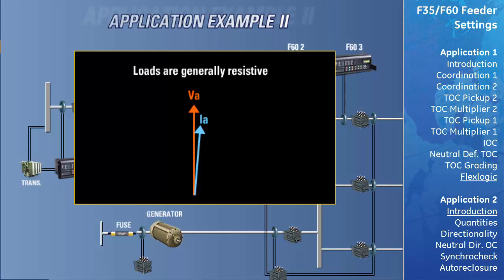Loads are generally resistive, and so the current stays close to being in phase with the voltage and has a power factor close to unity. When a fault occurs, the fault current will generally lag the voltage by an angle of 80 to 85 degrees for a phase fault near a generator. This angle reduces as the fault moves away from the generator due to the feeder impedance having more of an effect on the phase angle.